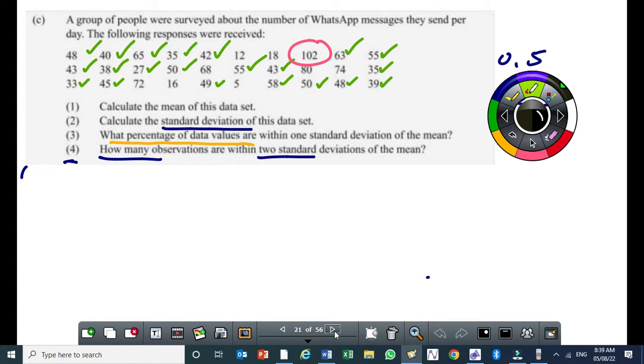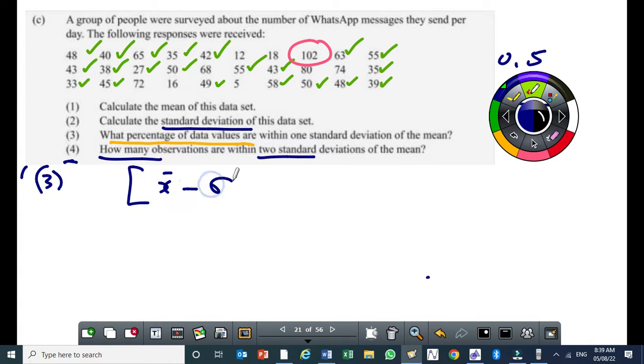So, in a nutshell, if you want to do this question here, we need this interval. I hope you remember that you were taught interval notation. So, if we want to do number 3, we need to know this interval here: x bar minus sigma. We subtract the standard deviation from the mean. Then we also need to know x bar plus sigma. So this interval here, we then have to find how many values in the data set fall into this interval. Remember, our reference is our mean.